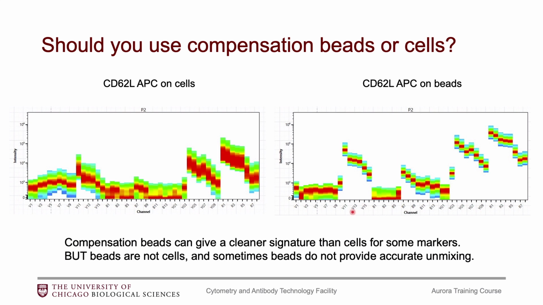So here's an example of the same signature, the same antibody. On the right, we have it stained on compensation beads. On the left, it's stained on cells. And you can see the signature looks a lot better on the beads. What I mean by that is that it's brighter and it's cleaner. There's less variability. So the variability is determined by how much red there is. So there's more variability on the cells than there is on the beads, which it is what it is. But in general, signatures on beads tend to look really great.